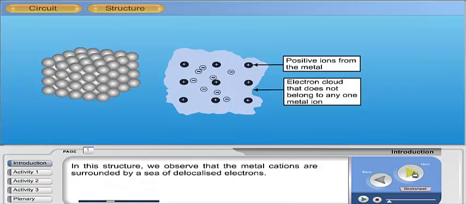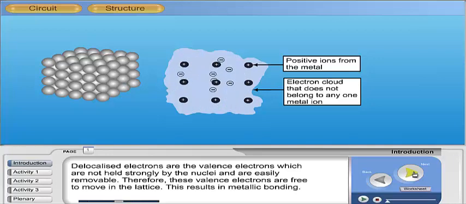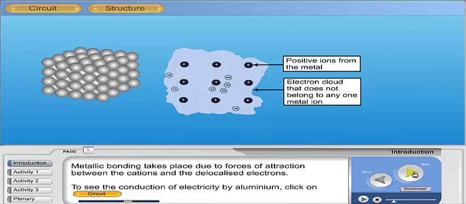In this structure, we observe that the metal cations are surrounded by a sea of delocalized electrons. Delocalized electrons are the valence electrons which are not held strongly by the nuclei and are easily removable. Therefore, these valence electrons are free to move in the lattice. This results in metallic bonding. Metallic bonding takes place due to forces of attraction between the cations and the delocalized electrons.